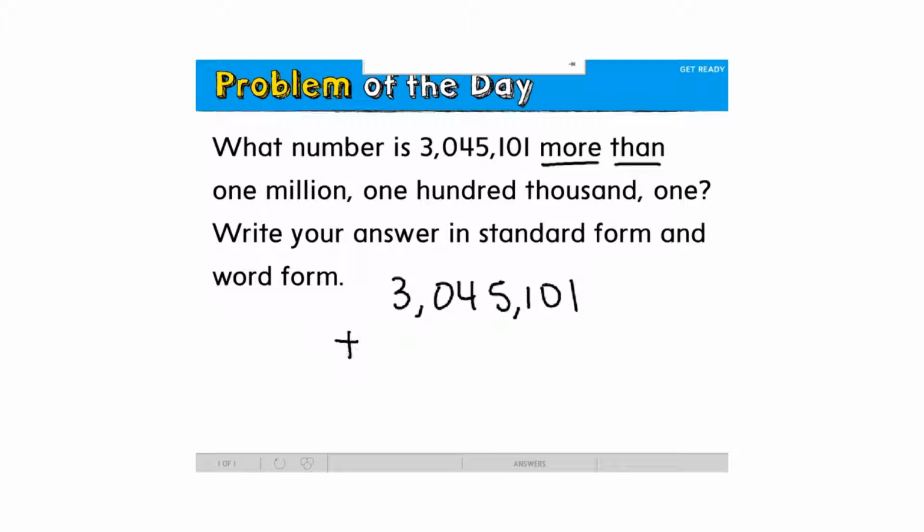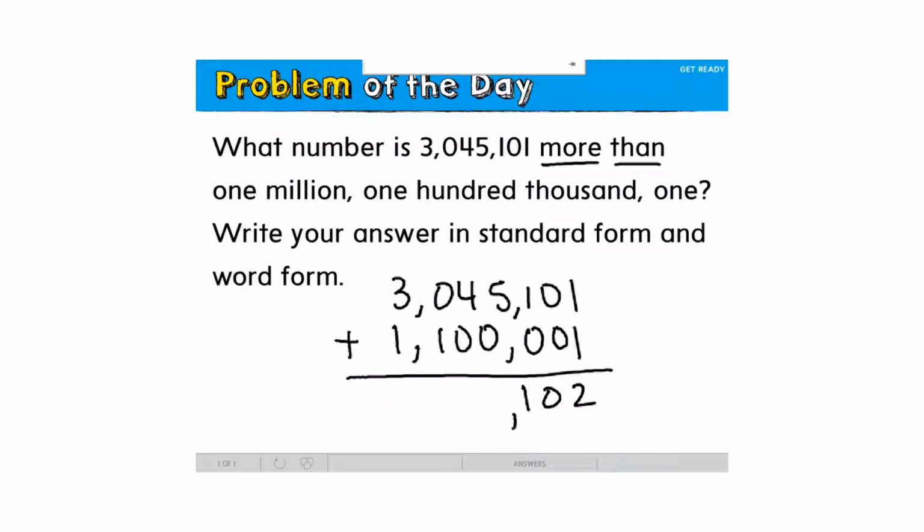So we have 3,045,101 plus, and then I'm going to read this other number in word form. So it's 1,100,001. So it'll look just like that. Then when we go to add them together, now we're going to see how much we have as our answer. So I got 4,145,102. So if you did the word form, if you got to that part, look at the word form of your answer and see if it sounds like this. 4,145,102. So that would be the right answer.